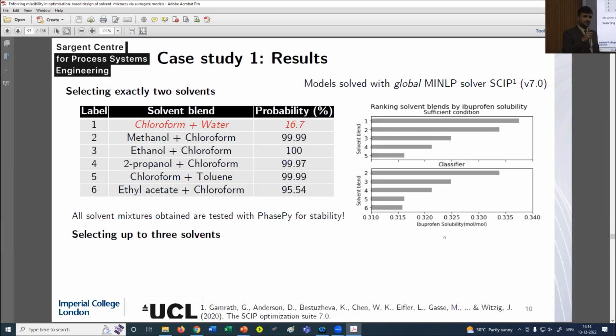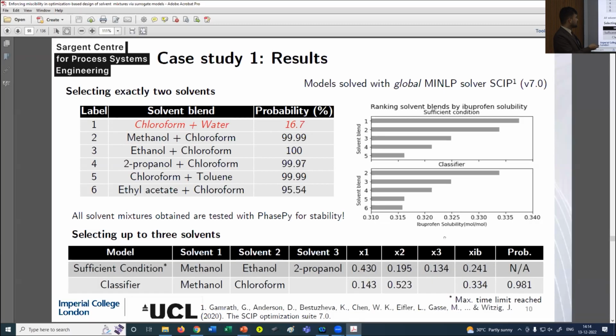Now moving on to the second part of this case study, which is selecting up to 3 solvents. Here again, I would like to point out that if we use the sufficient condition, we have to take the pairwise condition of the sufficient condition to check for miscibility, and each pairwise condition has to pass the check. So that increases the complexity of the model a lot. But when we use the classifier, we just need one ANN, which we can embed in the model, and we can check for miscibility. So it reduces the model complexity a lot. And here is the result that I got. With the classifier, we got the global optimal solution, the methanol chloroform mixture.